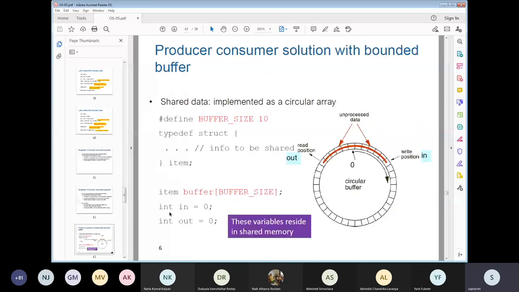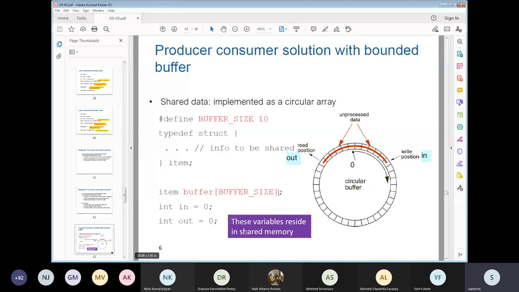So now let's see some implementation details, as in what can be a nice way of implementing this producer consumer paradigm using shared memory. Suppose you define a small buffer size, 10, and then you define this structure. Every element of this buffer will be this structured item. This is the shared memory. And we define two other variables, in and out. These variables reside in shared memory, so both the producer and the consumer will have access to these variables.